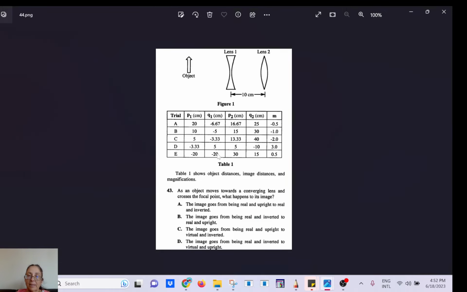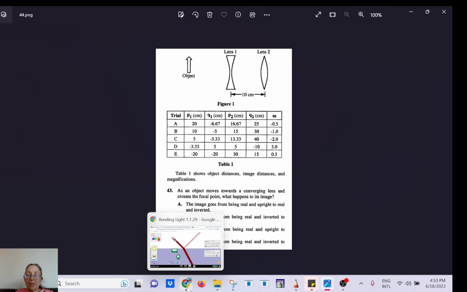So it looks complicated, but actually the questions are not, they give you all those numbers and there is very little computation in the questions. So first question, it says, as the object moves toward the converging lens, so they are not talking about that setup, and crosses the focal point, what happens to its image? So this is a very easy question.